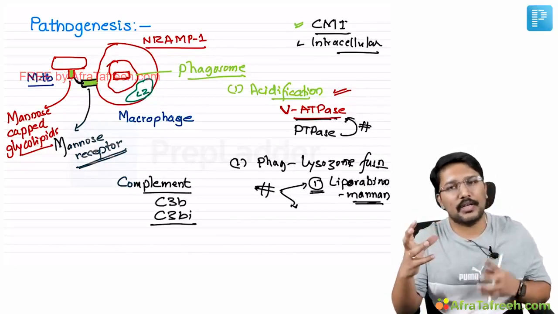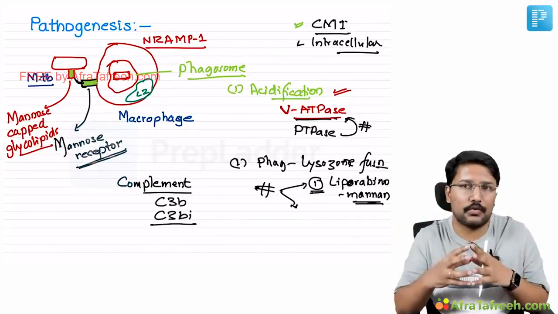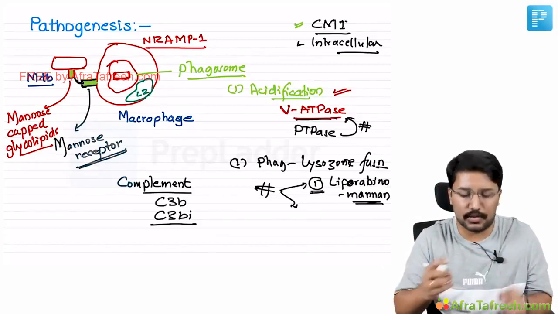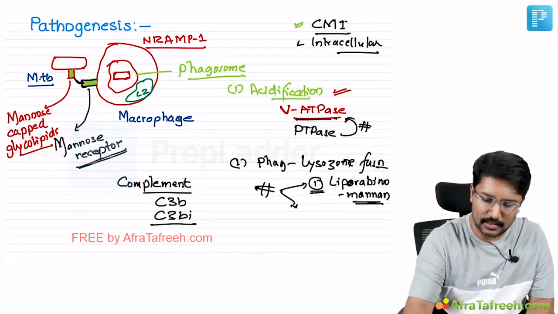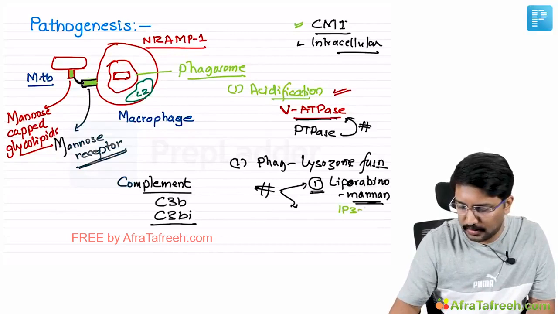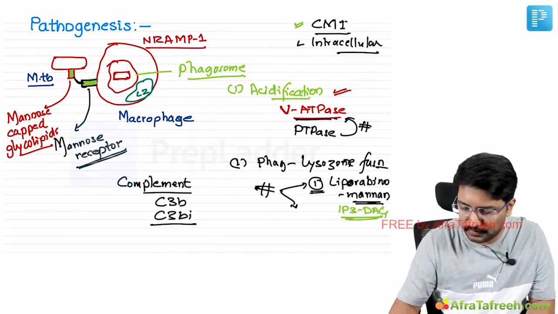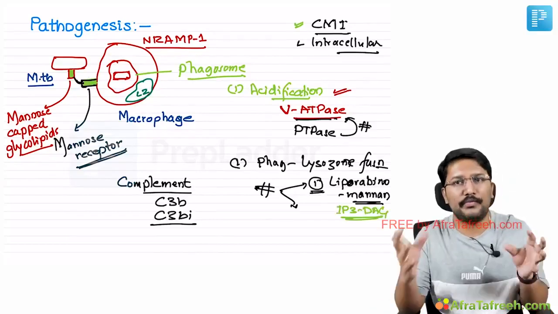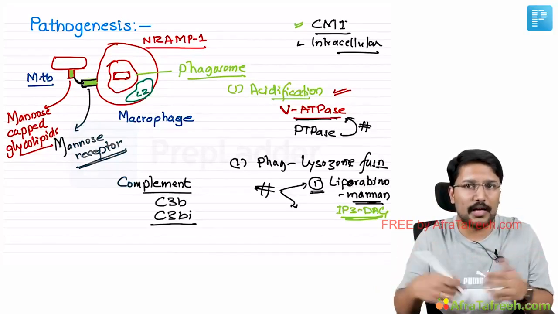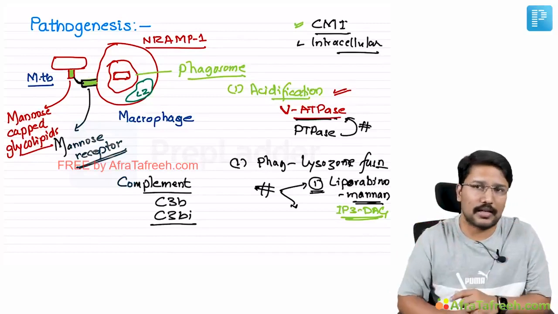Now how are this lysosome and phagosome getting fused? There is an important role of the IP3 DAG pathway in this fusion, right? So there is also a role of this calcium calmodulin pathway in fusion of the lysosome and the phagosome, right? So all this IP3 DAG pathway works by increasing the intracellular calcium, right?